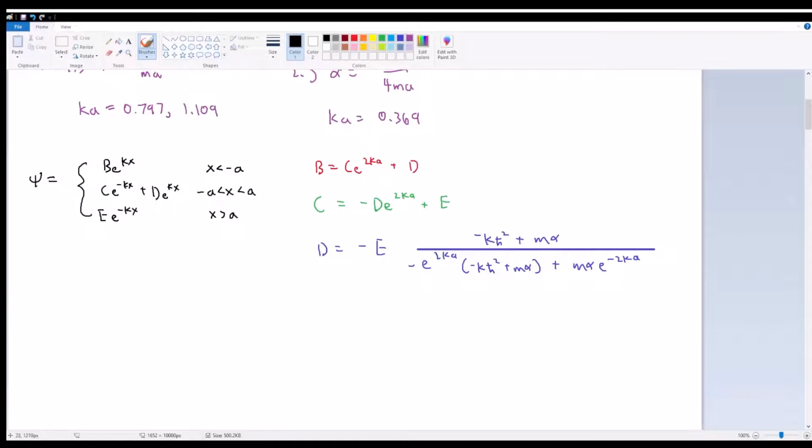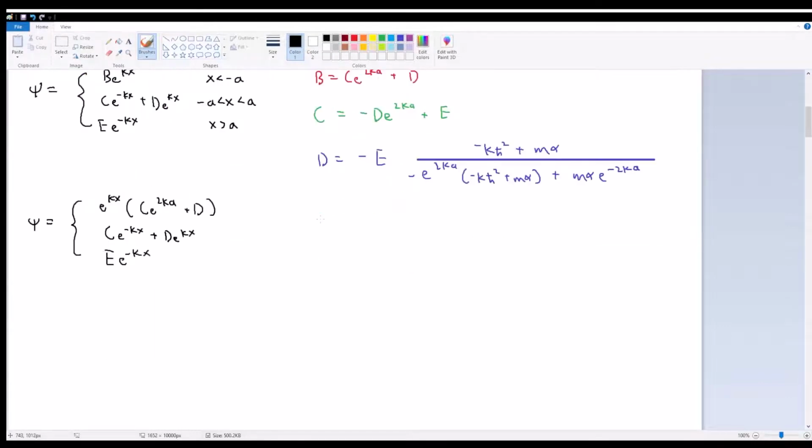Let's do this. So we have, let's see, psi is going to equal, and we're going to start by doing the B conversion. So this is going to be e to the kx times Ce to the 2ka plus D. And I'm just going to leave that as this. And then we have Ce to the negative kx plus De to the positive kx. And then we have e to the negative kx for our three conditions.